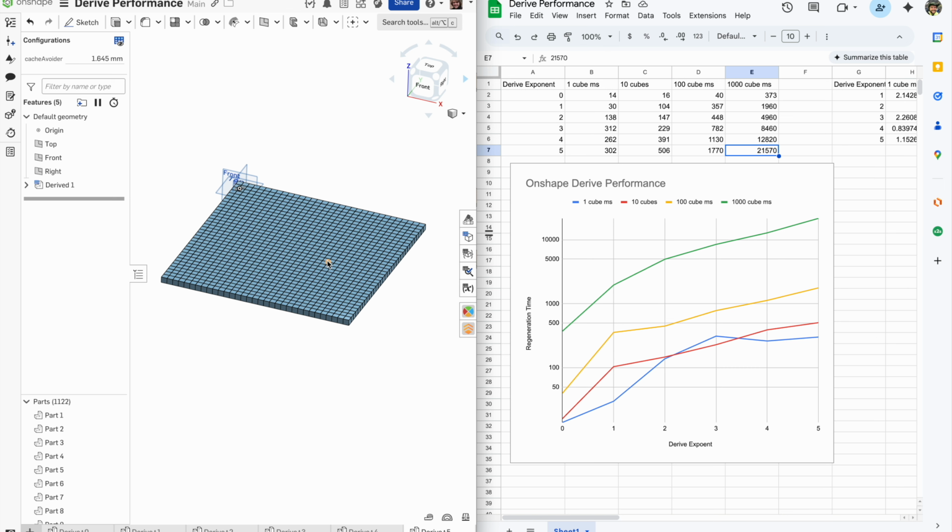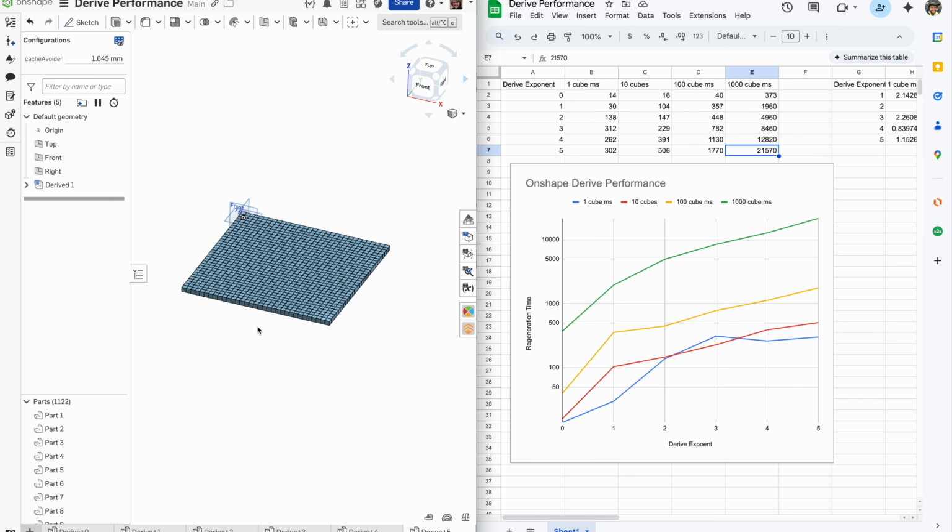So my question to Onshape is why is the performance this bad, or why do you pay such a great additional cost in regeneration time when you're doing all of these derives? And how can we improve that?